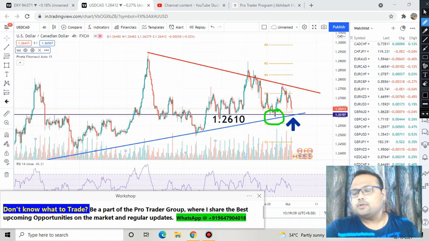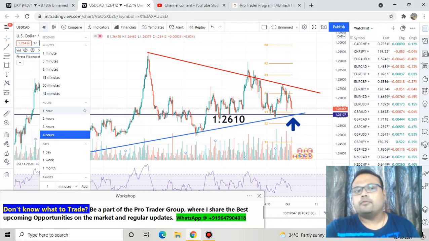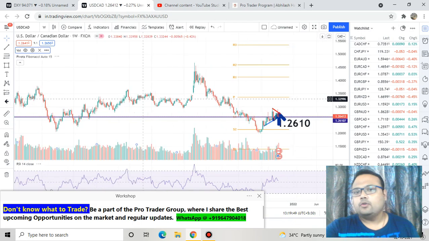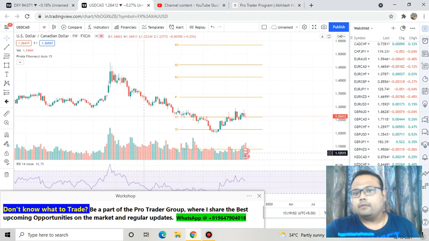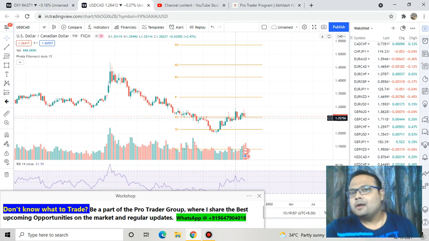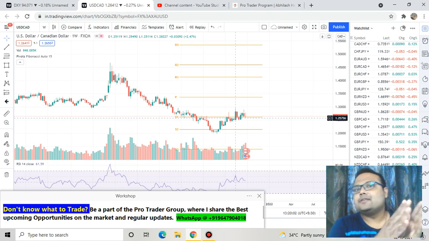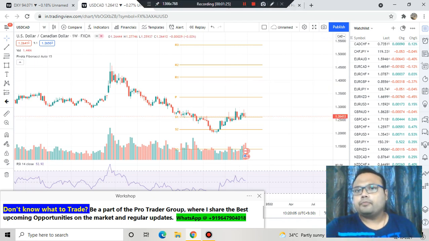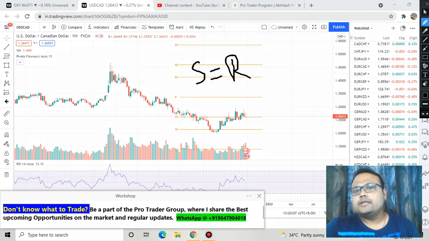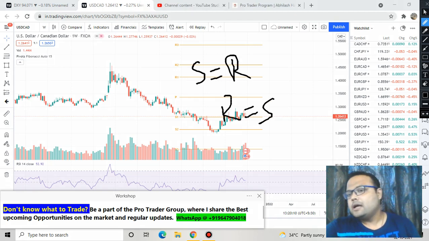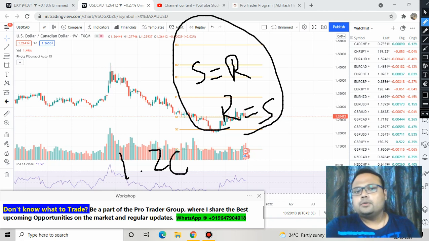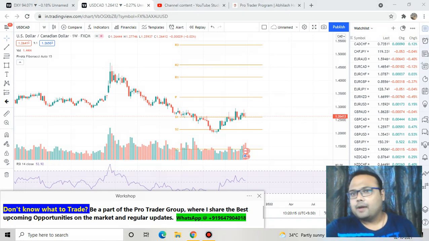First and foremost, I would like to talk about the level of 1.2610. This level is a support from the weekly chart. If I take you to the weekly chart and remove the drawings here, you can see that 1.2610 has been acting as a support for the last couple of weeks. Previously, the same level was acting as a resistance, but as we all know, resistance becomes support, and right now 1.2610 is the support for the market.